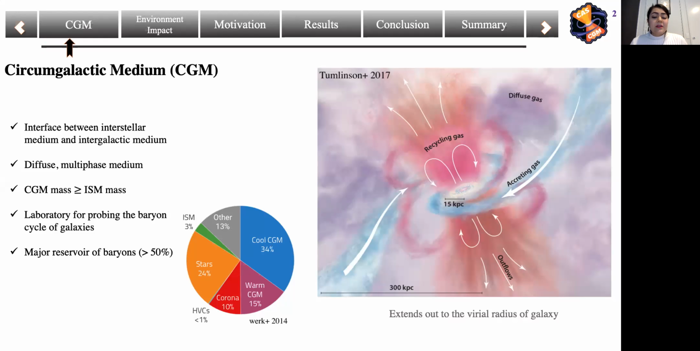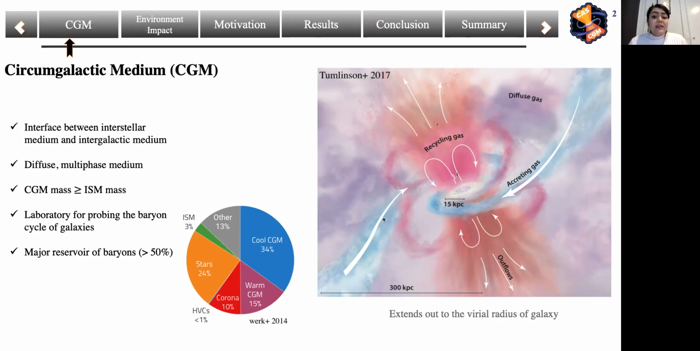CGM, or circumgalactic medium, is the interface between the interstellar medium and the intergalactic medium that harbors multi-phase diffuse gas. As shown in this figure, gas accretion along cosmic filaments not only provides fuel for star formation, but also adds angular momentum to the disk. Stellar winds and supernova feedback will be ejected from the galaxy through outflows, and this outflowing gas may eventually rain back down into the CGM and be recycled.